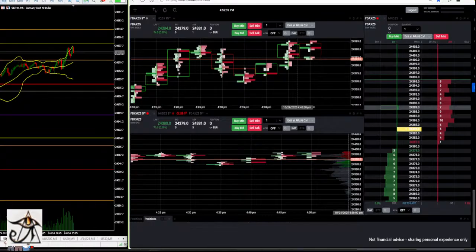Let's dive in. So basically, we've got the DAX today. As always, we've got the order flow over on the Tradovate charts.